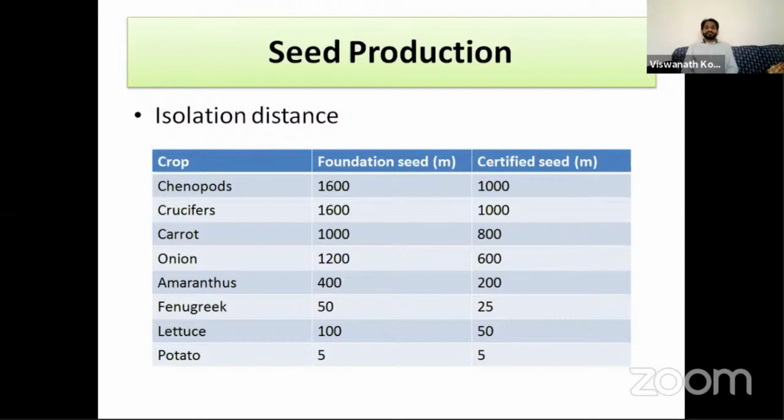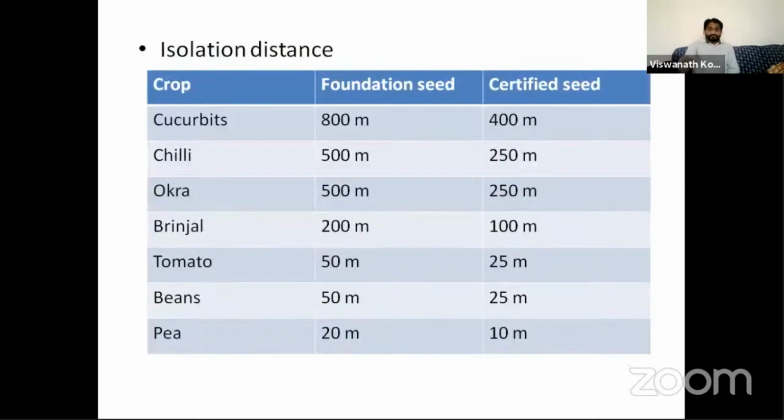The highest isolation distance in chenopods is 1600 meters for foundation seed and 1000 meters for certified seed. You can see 1600 and 1000 here. You can see fenugreek. Fenugreek is a self-pollinated crop, so there is a lesser isolation distance, 50 and 25. Potato is a vegetatively propagated crop. There is no chance of contamination by pollen, but there is a chance of contamination of the variety from mechanical mixtures. To avoid mechanical mixtures, we have to maintain a minimum isolation distance of 5 meters in potato.